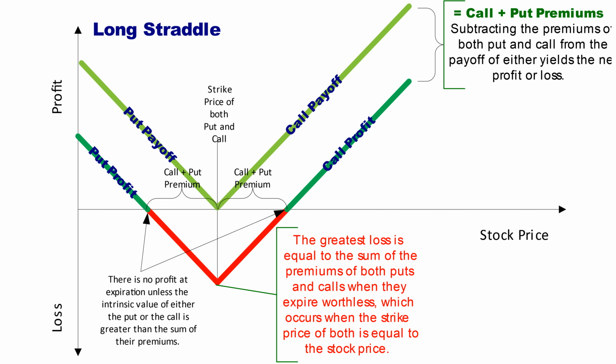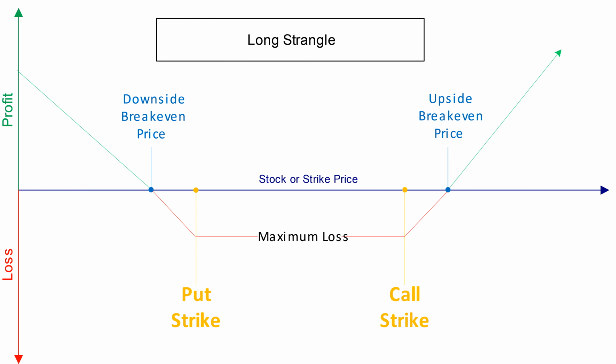Long straddles and strangles involve buying calls and puts on the same underlying security. In a long straddle, the strike price of both the call and the put are the same. The maximum loss is the cost of the 2 premiums. A long strangle is the same as a straddle, except that the strike price of the put is lower than the strike price of the call. The maximum loss is the same as the maximum loss for the straddle, the cost of the option premiums.